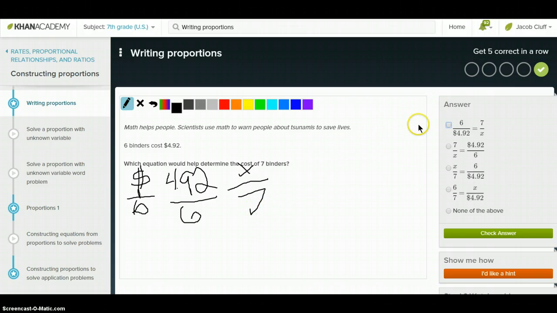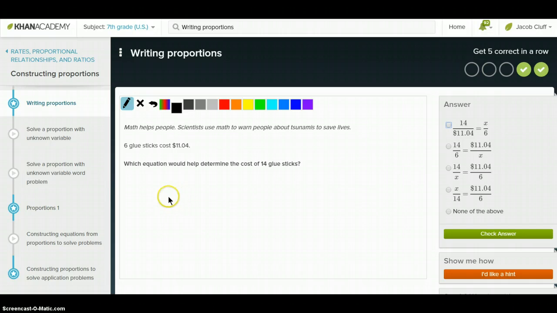So 7 times $4.92, 7 by 492 divided by 6, there we go. And we'll try this again. No, and no, and no. Alright, so we have our answer over here.